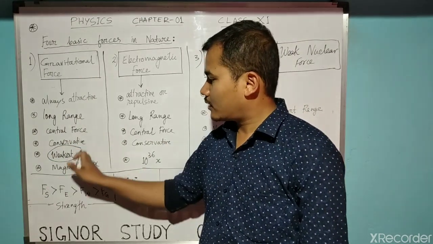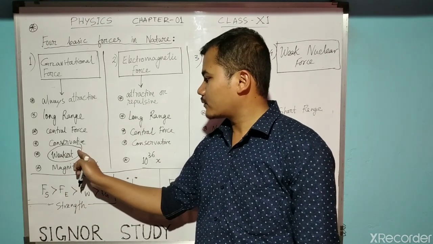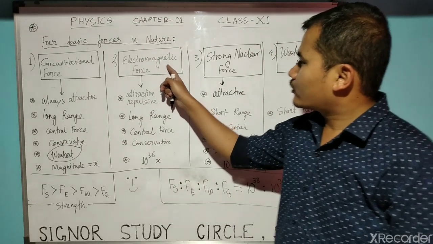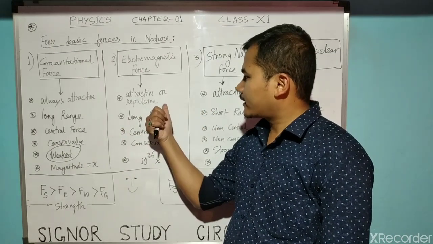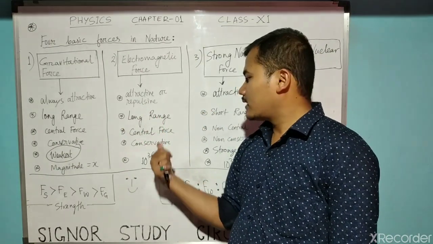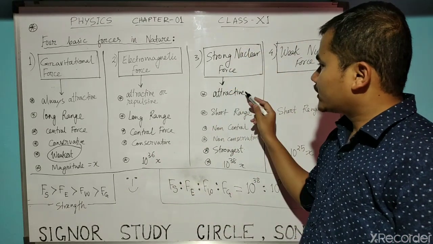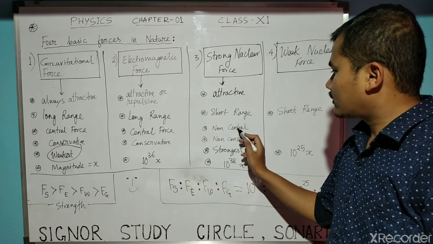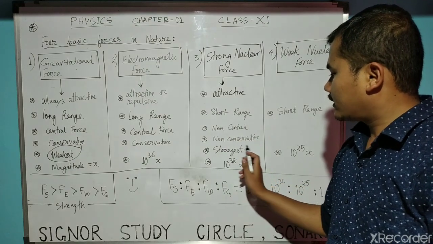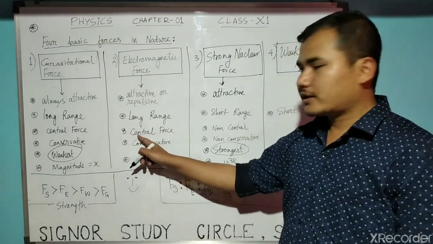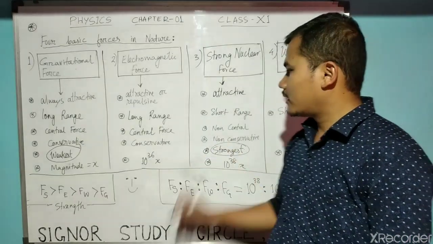This one is the most important point, you have to note it. The weakest force is the gravitational force. And the electromagnetic force is attractive or repulsive, then it is also long range, central force, conservative force. For a strong nuclear force, it is attractive, short range, non-central, non-conservative, and it is the strongest force. See, gravitational is a central force, and strong nuclear is non-central.